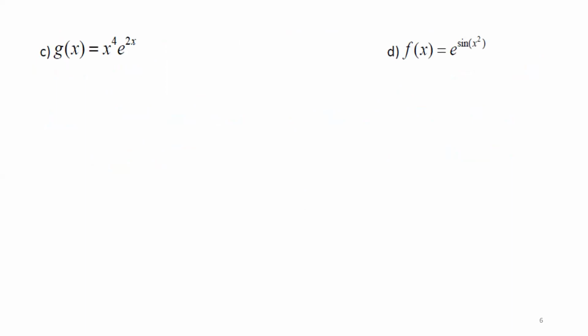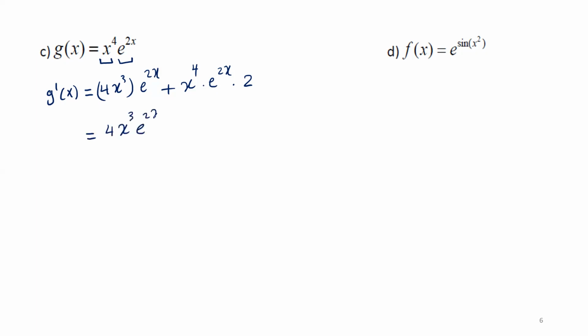Next one. As you see, I have a product of two functions, so we have to use the product rule. g prime of x is equal to the derivative of x power 4, which is 4x cubed, times the other function e power 2x, plus, keeping x power 4 this time, the derivative of e power 2x, which is the same, times the derivative of the power, which is 2. So the final answer is 4x cubed e power 2x plus 2x power 4 e power 2x. This is the answer.